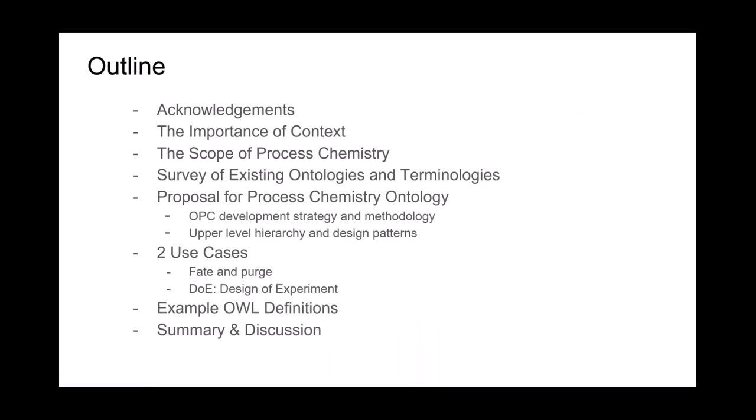So we will introduce the importance of the content, and then we are going to talk about the scope of process chemistry, and then we will survey the existing ontologies and terminologies, and then eventually, after we have done all the survey, we found that maybe it's time to propose an ontology specifically for process chemistry, because such a thing has not existed yet. And then we will introduce how we can develop the so-called ontology of process chemistry, the OPC, our strategy and the methodology, and upper level, and some design patterns.